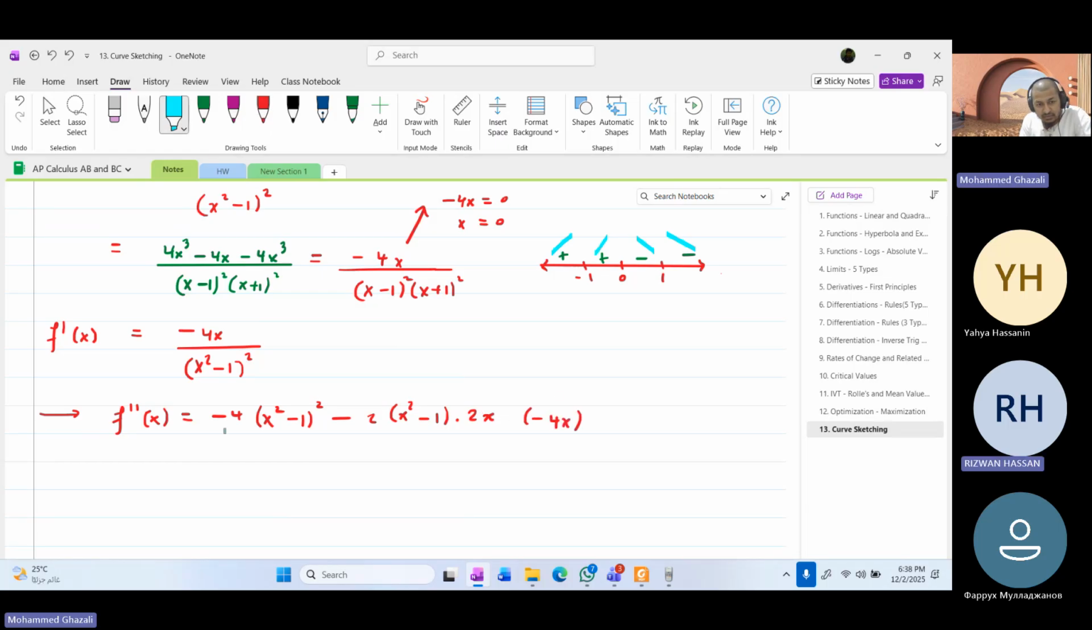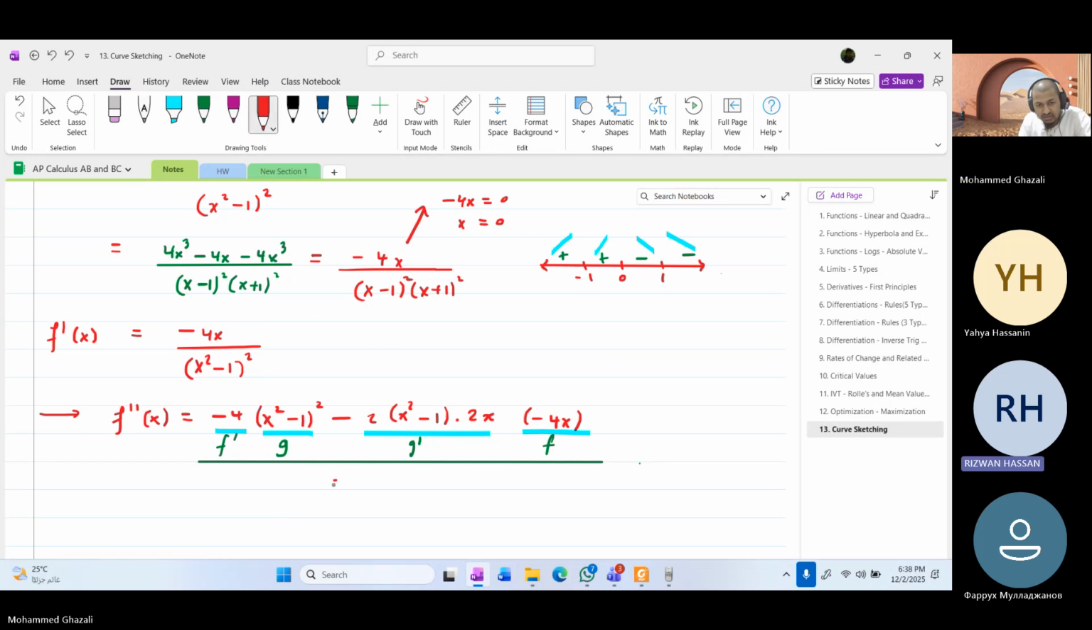All over, remember, this was f prime g minus g prime f. Sorry, that's the quotient rule, not the chain rule. I'm applying the chain rule here in the denominator only. It's the quotient rule in total. You still need to square the denominator, so you're going to get x squared minus 1 to the power 4.